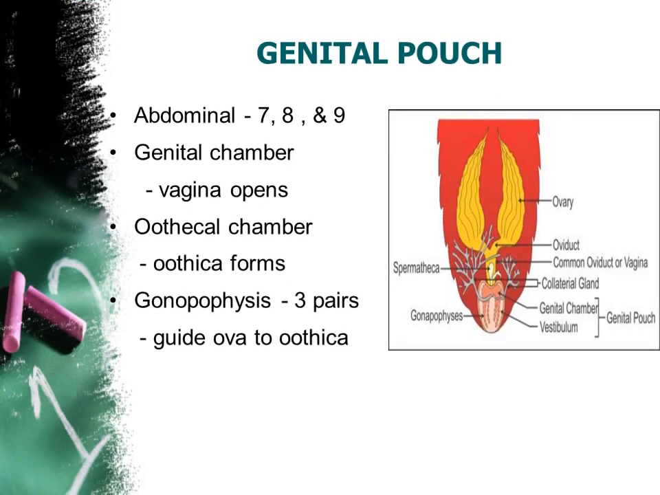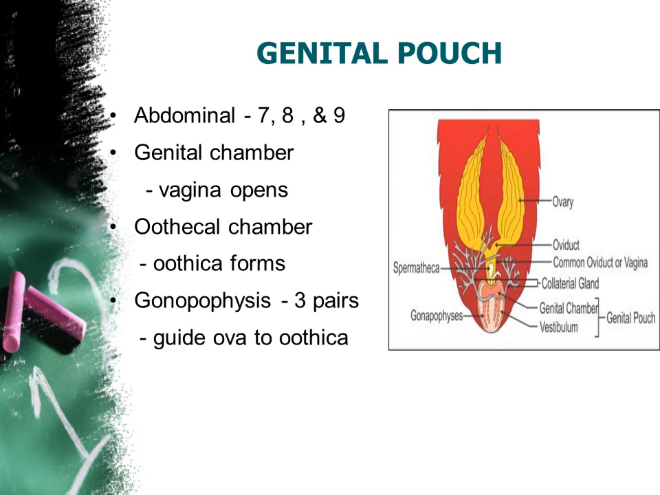So this is regarding this genital pouch. Okay, so the genital pouch is one of the important regions of the female reproductive system of cockroach. Fine. And let us see what regions are present inside and what is their role. Clear? So this genital pouch is located especially in the abdominal region, in segment numbers 7, 8 as well as 9, in the last segments.